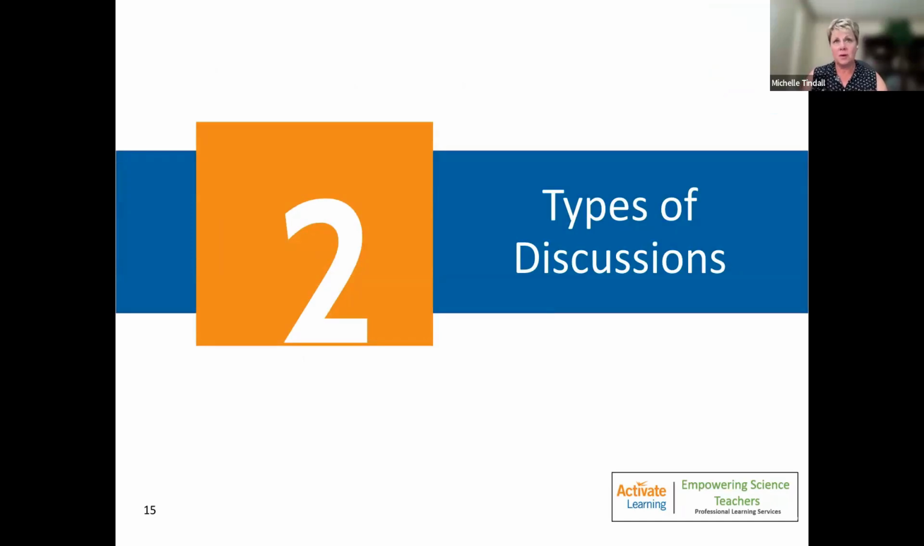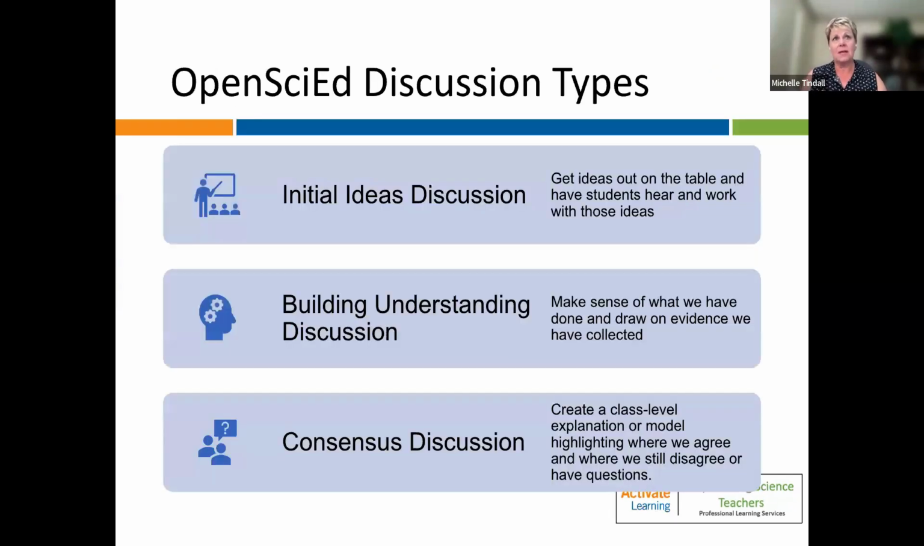In OpenSciEd, which is what I'm going to use for my examples today, they talk about 3 different broad categories of discussions. An initial ideas discussion is your brainstorming. It's the beginning of an activity or the beginning of your unit. You're getting out students' ideas, and it's a great time to figure out what your students know and don't know, what they're thinking, and maybe some misconceptions.